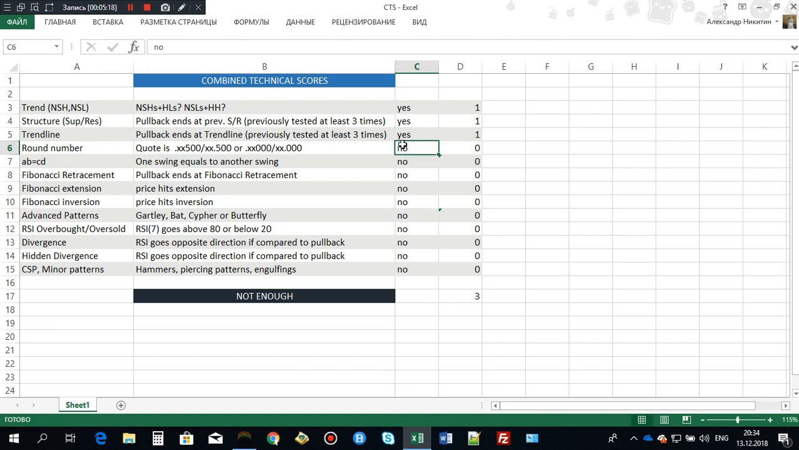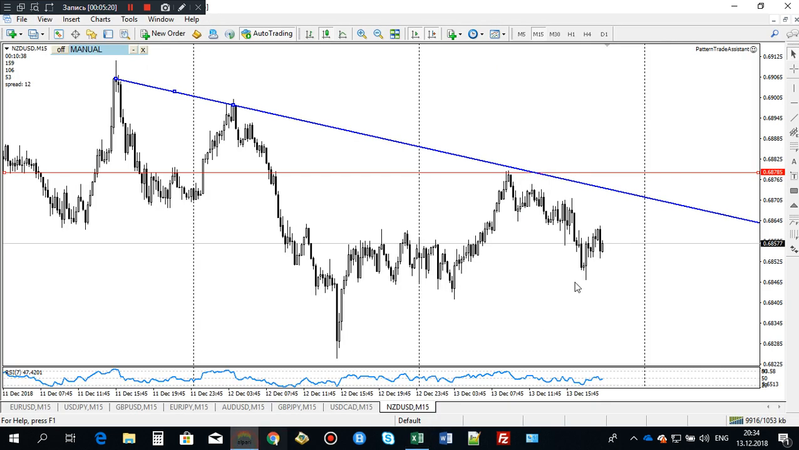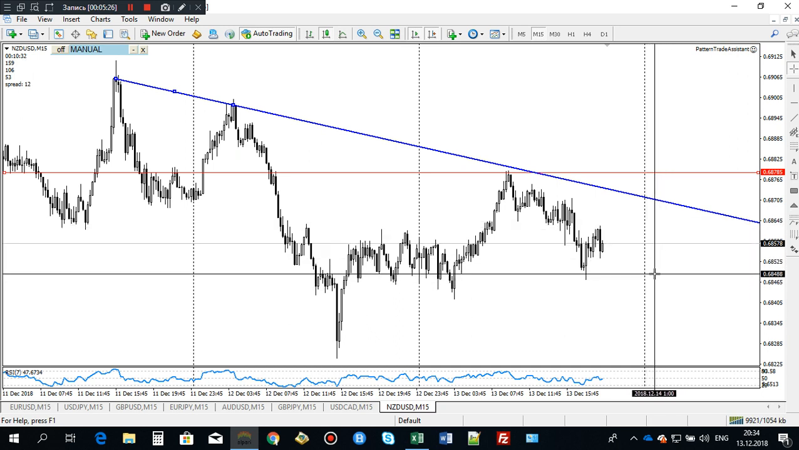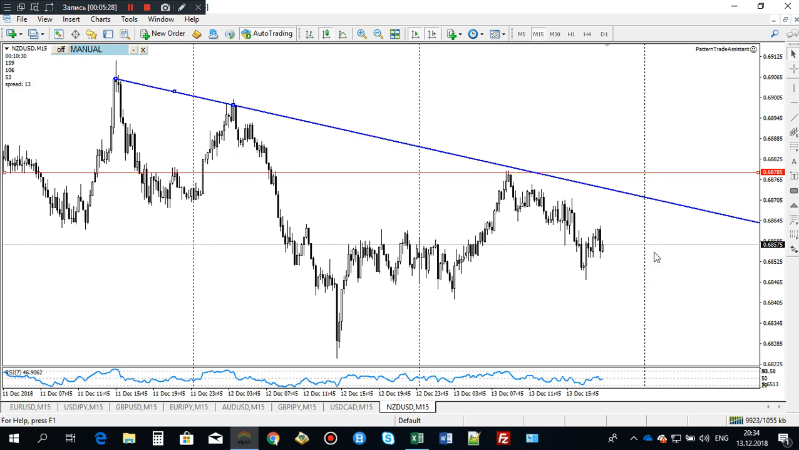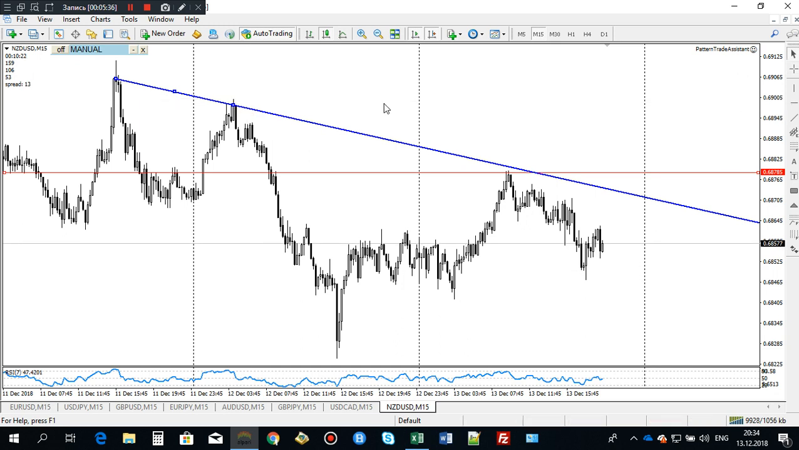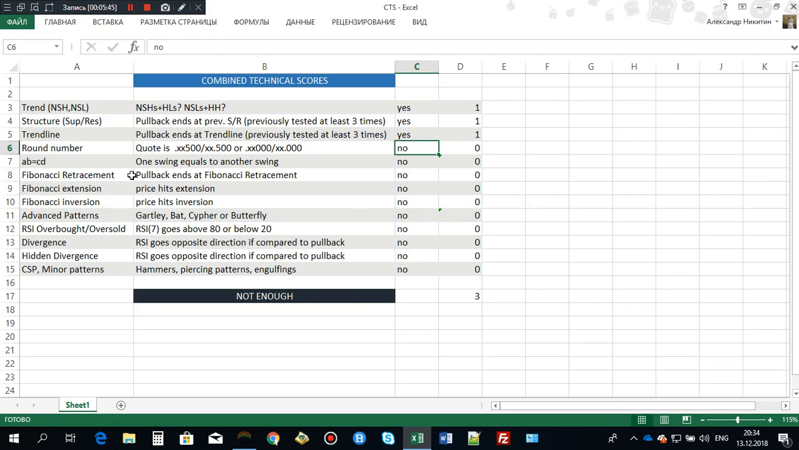Then the question is, do we have round numbers? There are two round numbers, one in the bottom, 68.50, it is somewhere here, and another one is this, it is 69. Oh, it is 68.999, so 69. So it is this one, 68.50, 69, and our level is neither of them. That's why we don't have any round number.